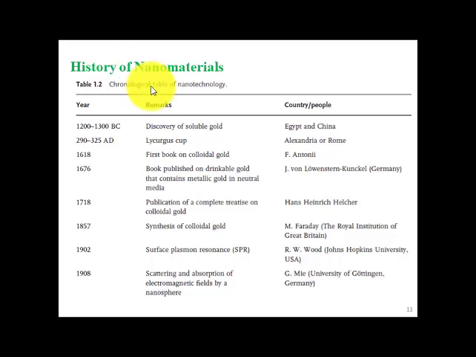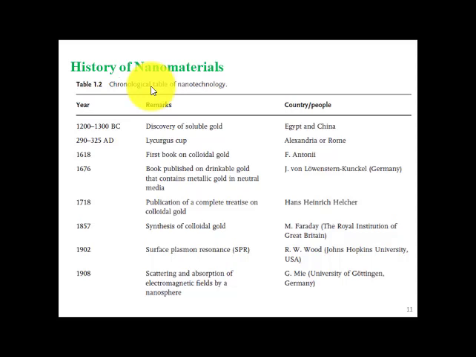Here is the chronological table of nanotechnology, which shows a complete history and development in the field of nanotechnology. Starting from 1200 to 1300 before Christ, discovery of soluble gold. I have just talked about this history, and now I will again explain from this table. The discovery of soluble gold occurred in Egypt and China. Then 290 to 325, the Lycurgus cup, which was invented in Rome.